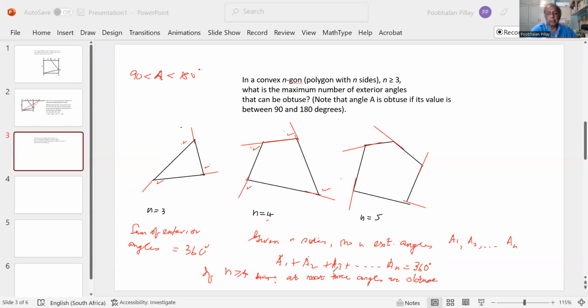At most, because you can't have more than 3 angles which are obtuse, because then you have the sum equal to 4 times 90, which is 360. So those 4 angles will be greater than 360. That's not possible, right? So you can have 3 angles obtuse, but not 4 or more. So the answer is that the maximum number of obtuse angles is 3. That gives you the maximum number of obtuse angles.